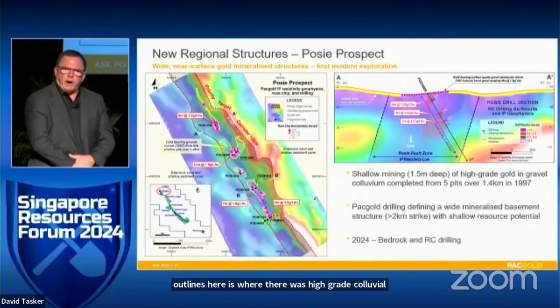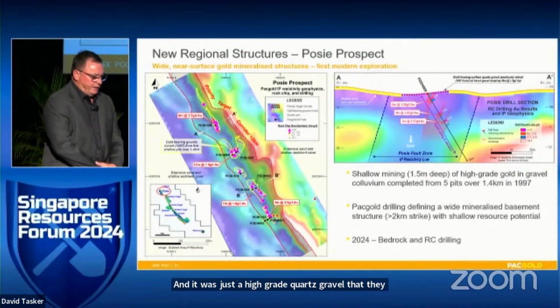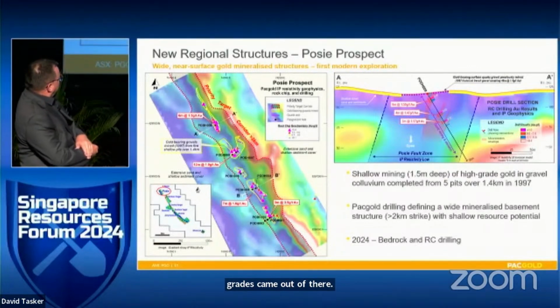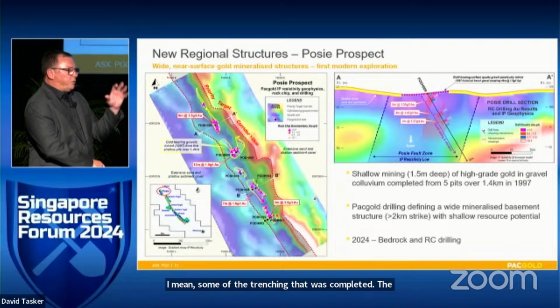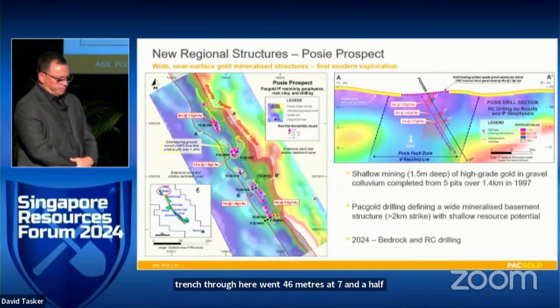And it was just a high-grade quartz gravel that they mined, the top 1.5 metres. And some incredible grades came out of there. I mean, some of the trenching that was completed, the trench through here went 46 metres at 7.5 grams. And that's just the quartz gravel that was 1 metre below surface.